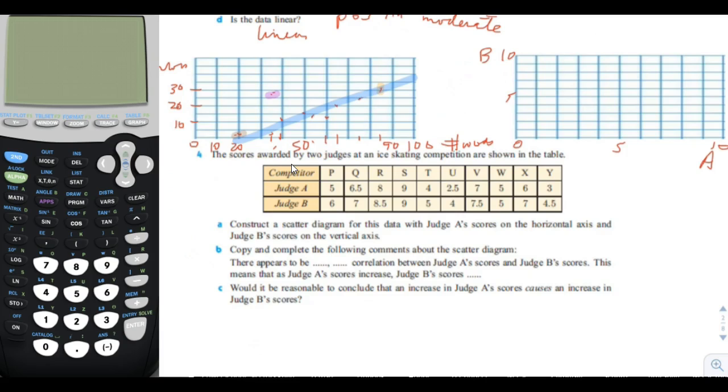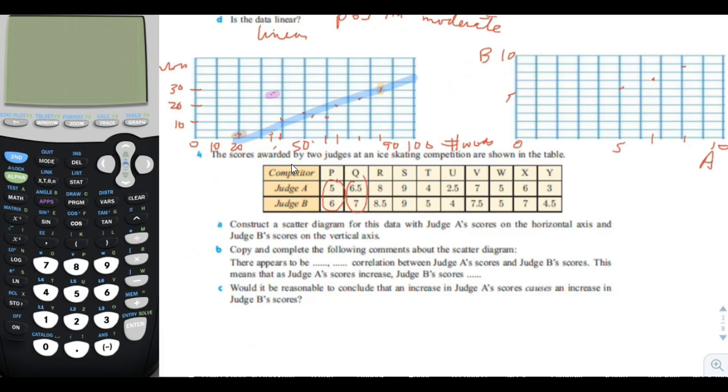Complete the following comments. There appears to be blah, blah, blah. Okay. So first we need to graph all this data. So first 5, 6. 5, 6 is there. 6.5 and 7. Oh, it'll be here. Okay. Next one, 8 and 8.5.